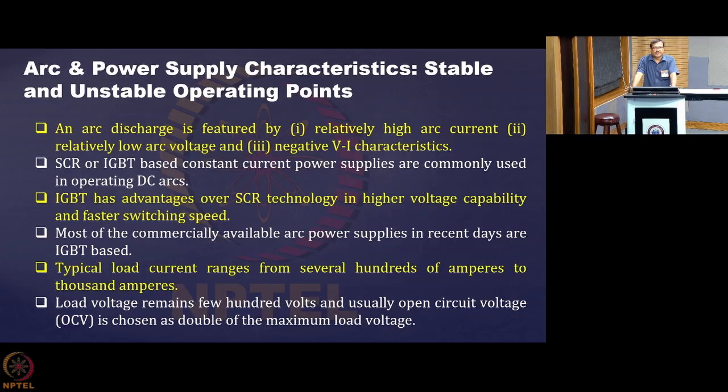Usually the open circuit voltage in these devices is taken as twice the operating voltage. This open circuit voltage is required to ignite the arc initially, so that the moment you cause a breakdown, the potential that you apply across the cathode and the anode can make the arc sustain.